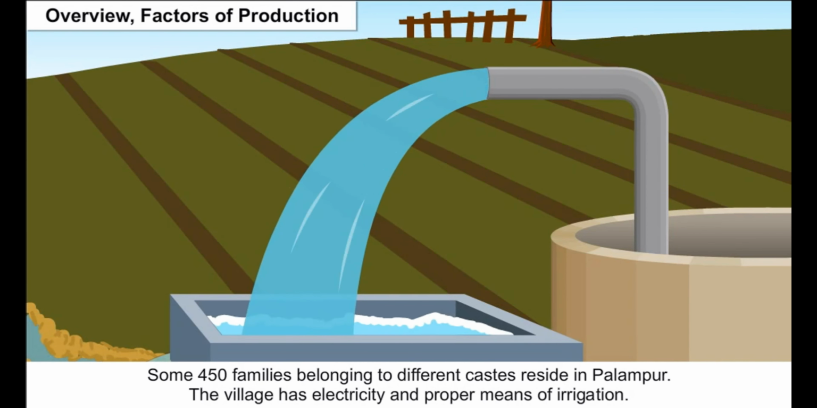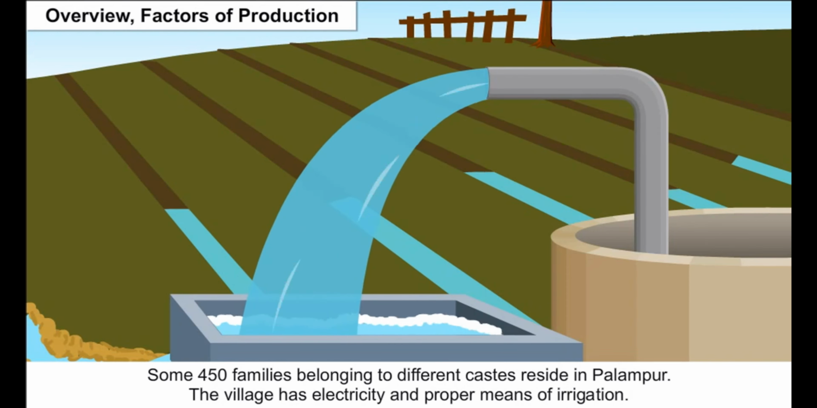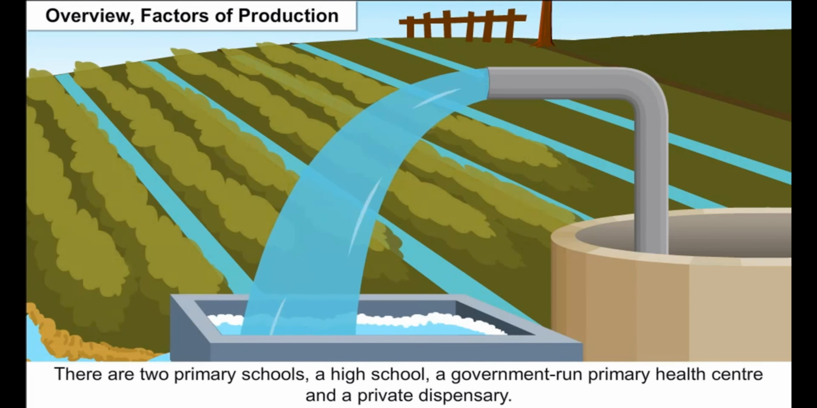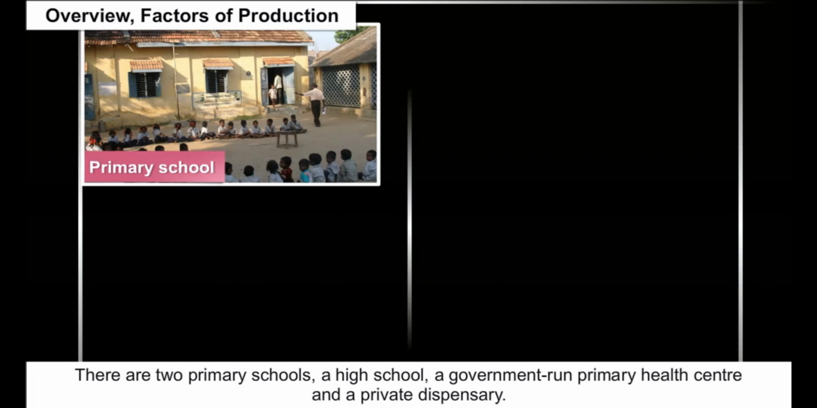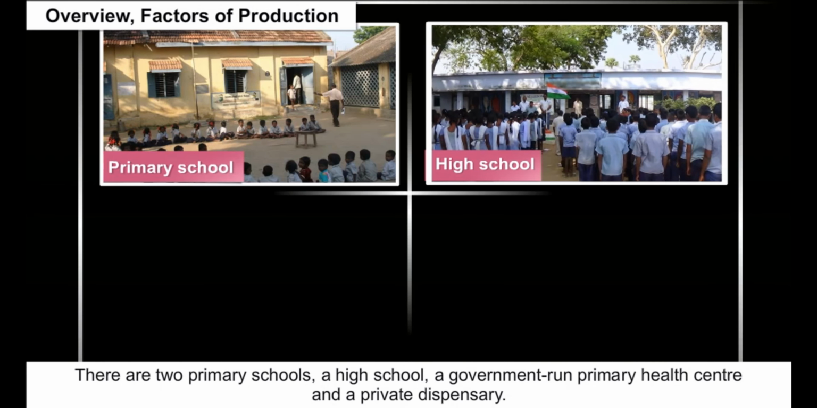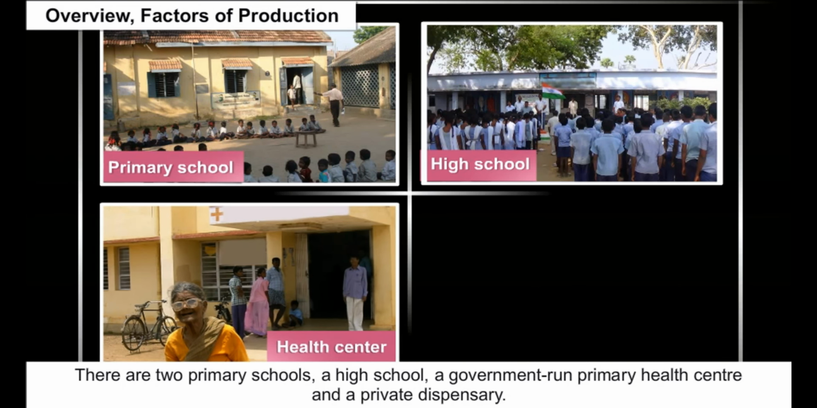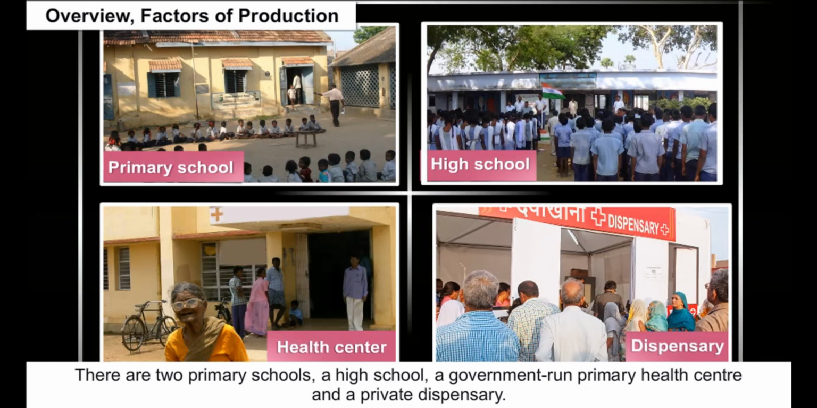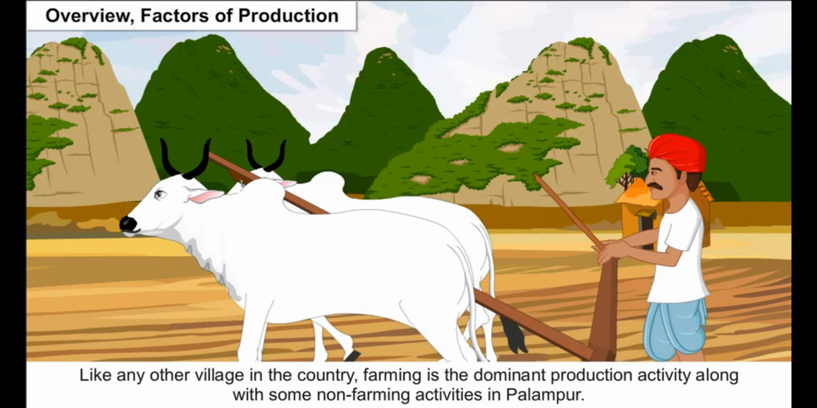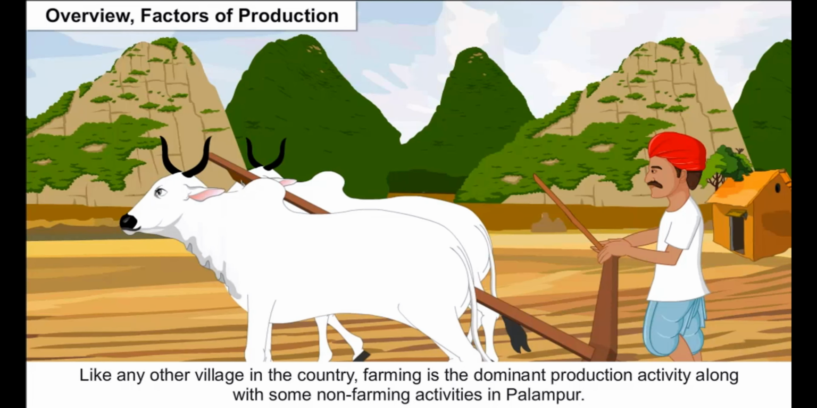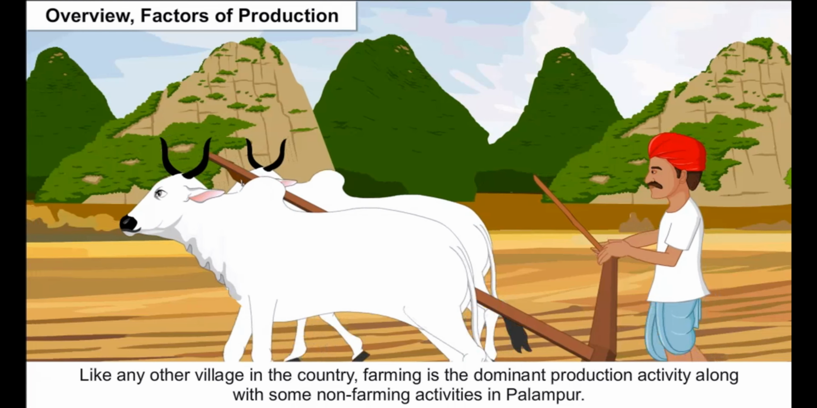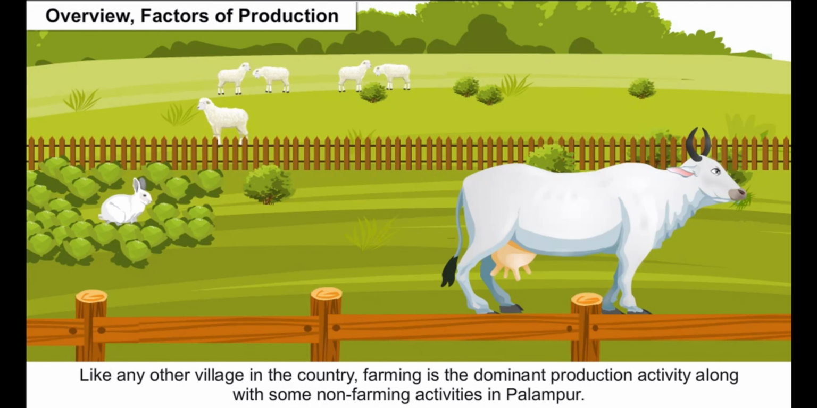The village has electricity and proper means of irrigation. There are 2 primary schools, a high school, a government-run primary health center, and a private dispensary. Like any other village in the country, farming is the dominant production activity along with some non-farming activities in Palampur.